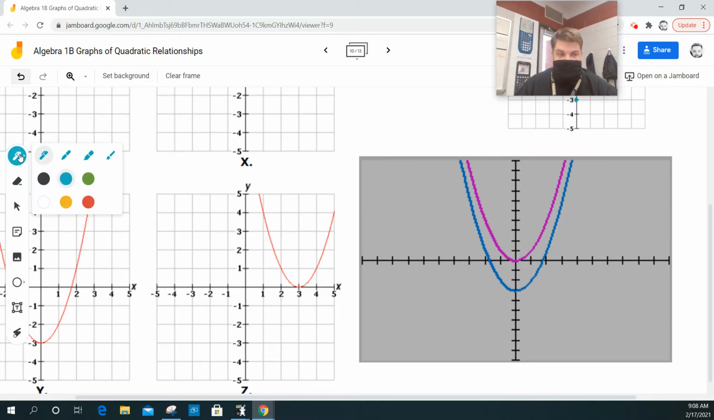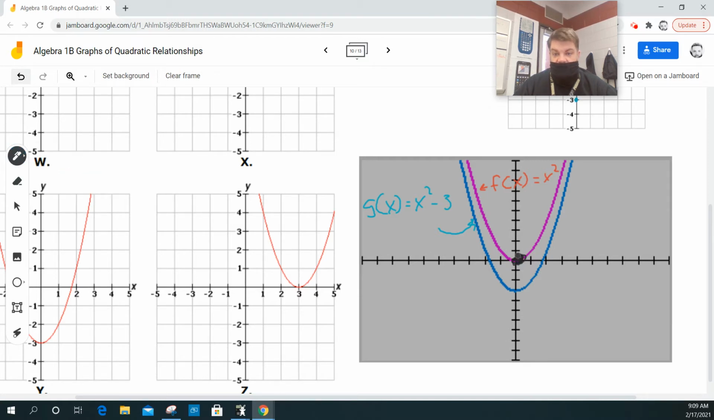There's 2 things that you need to write in your notes. First, let's label this. So the purple stuff is f of x equals x squared. My blue line is g of x, which is equal to x squared minus 3. And then lastly, we should probably mention what the vertices are. So this vertex is at 0, 0, and this vertex is at 0, negative 3, which are also the y-intercepts.